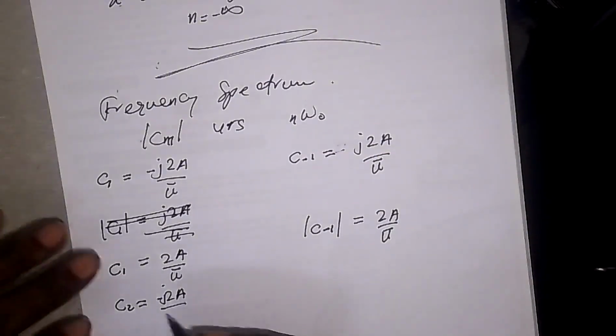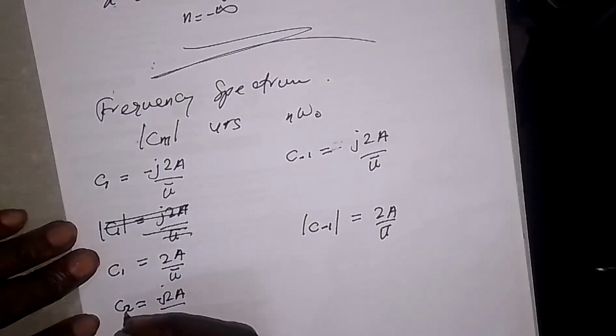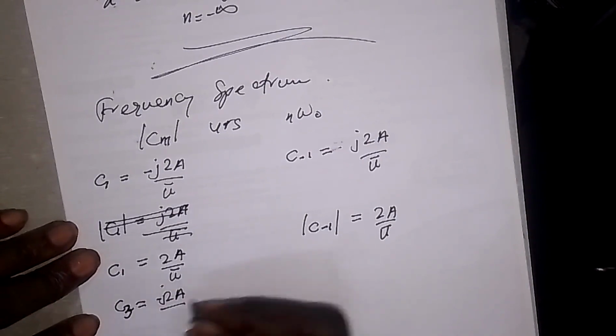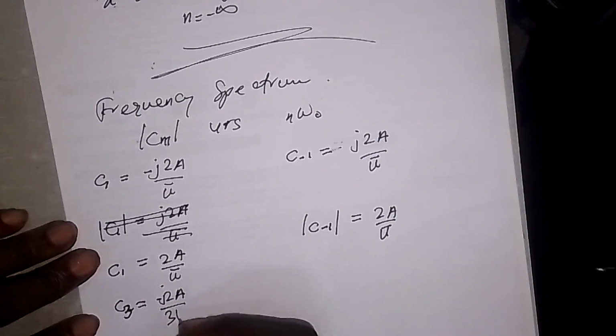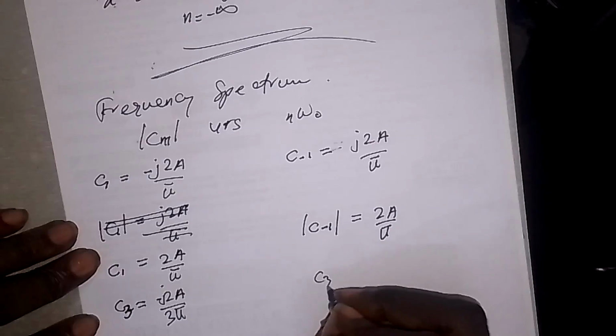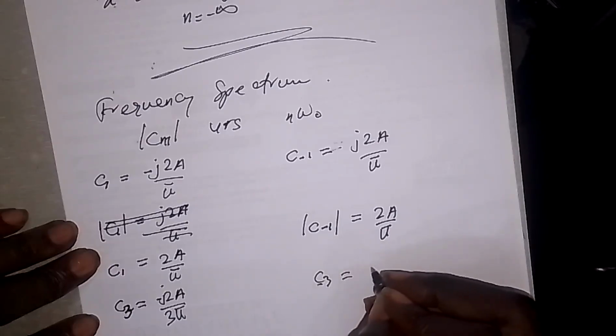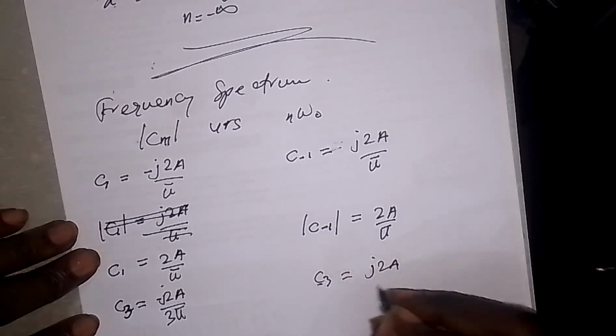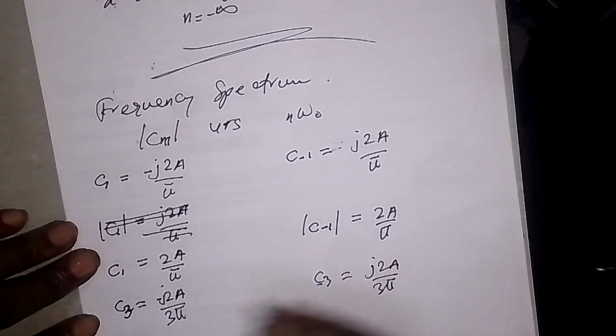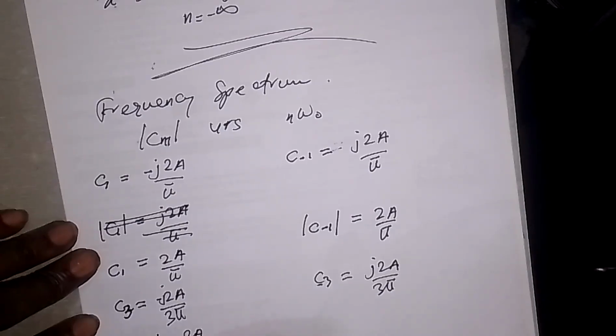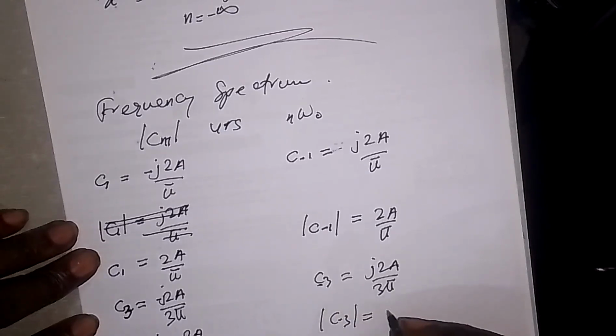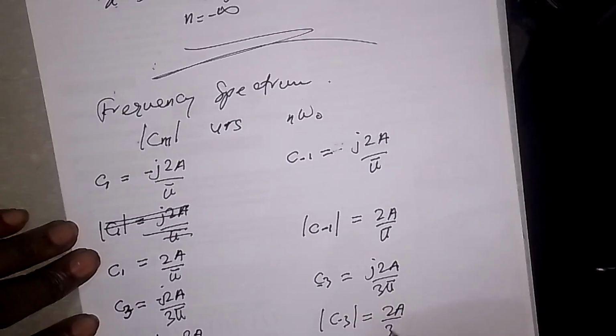So I'll remove C2 and make it C3. So minus 2ja over 3 pi, and here C minus 3 will equal j2a over 3 pi. Then if I take the modulus, C3 is equal to 2a over 3 pi. And if I take the modulus of minus C3, I'll get 2a over 3 pi.